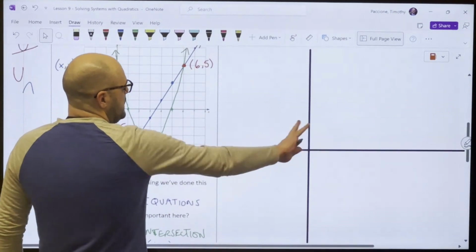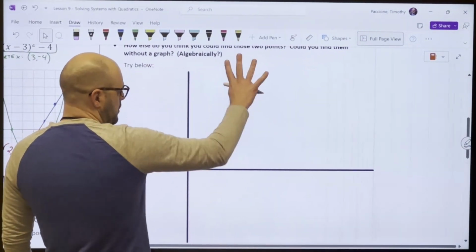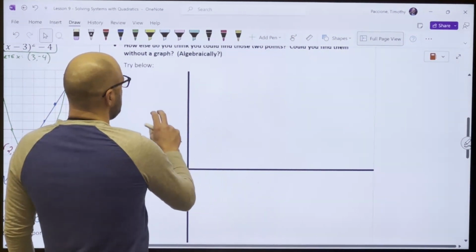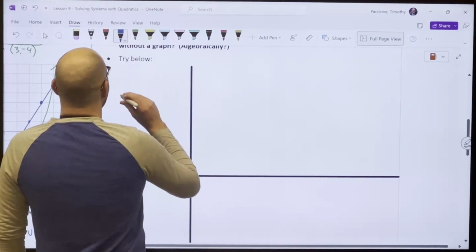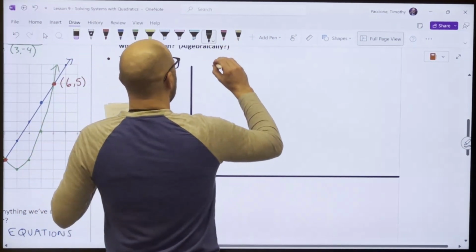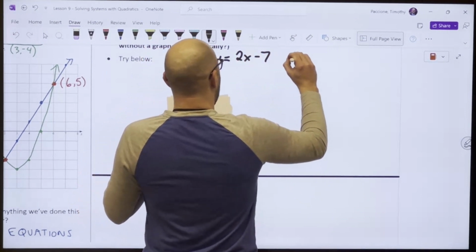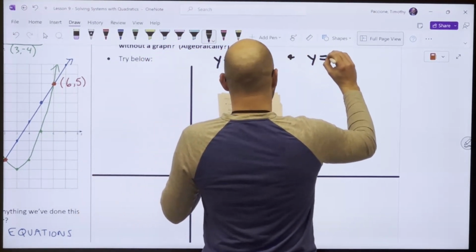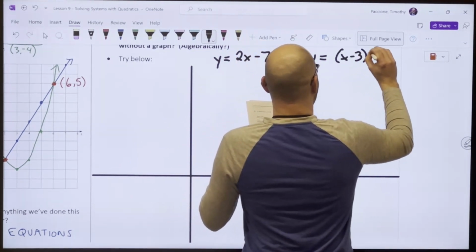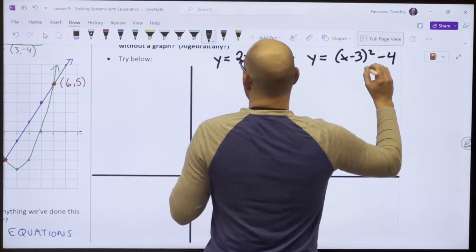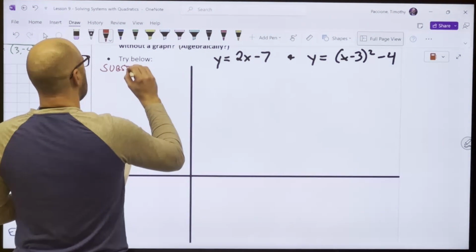So you don't have these lines on yours. I added them after I made the copies, but I'm going to write notes over here and the work over here. So if you want to do the same, you can make your own lines. All right, so our two equations were y equals 2x minus 7 and y equals (x minus 3) squared minus 4. Okay? And we're going to do substitution first.